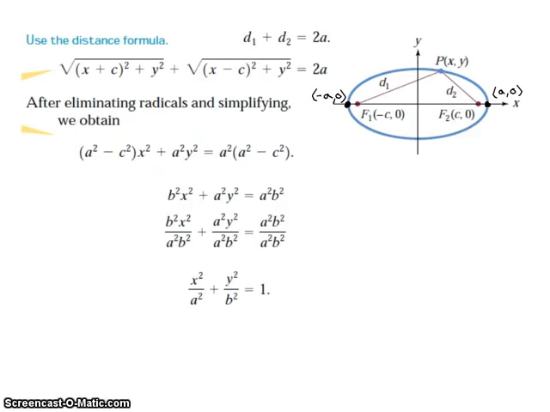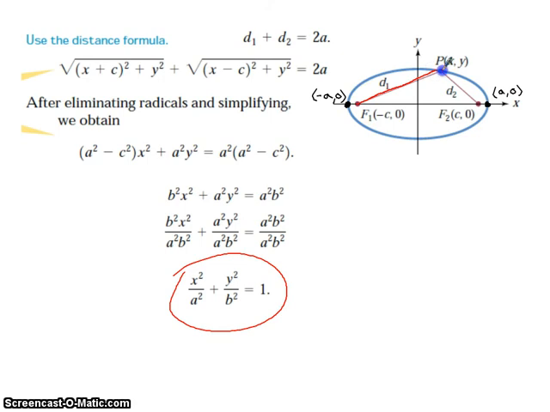We can come up with the equation of an ellipse placed within the XY system with the major axis along the x-axis. We can come up with an equation for an ellipse by showing that d1 plus d2 is equal to 2 times a. So let me explain what that means here.